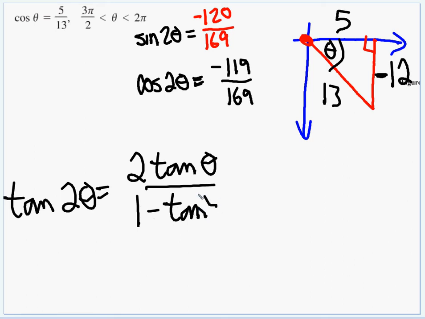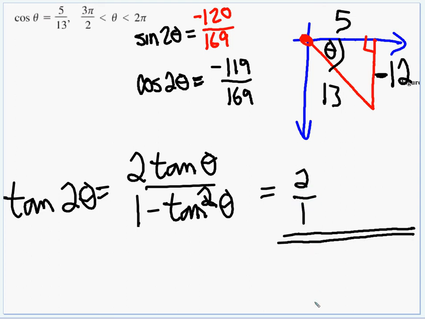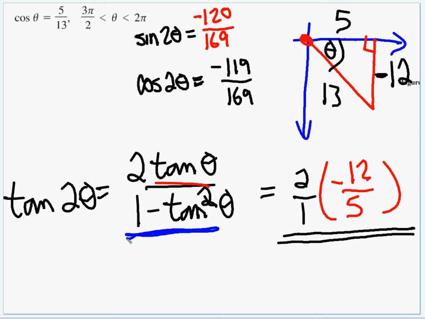Tan squared theta equals... So just in the numerator, here's my division line, the double line there. We've got a 2. I'm going to write it as 2 over 1. And then tangent is opposite over adjacent. Opposite is negative 12. Adjacent is 5. Negative 12 over 5. And now I'm going to switch to blue ink for this 1 minus tan squared.